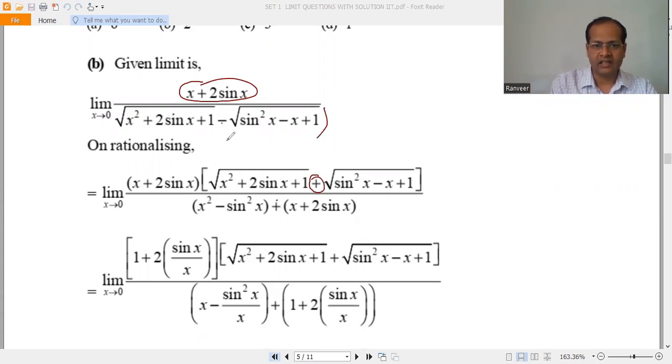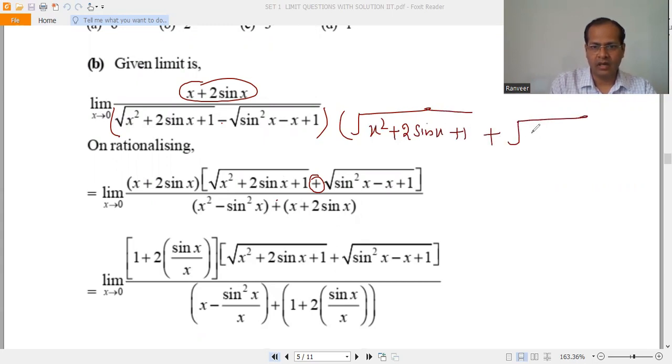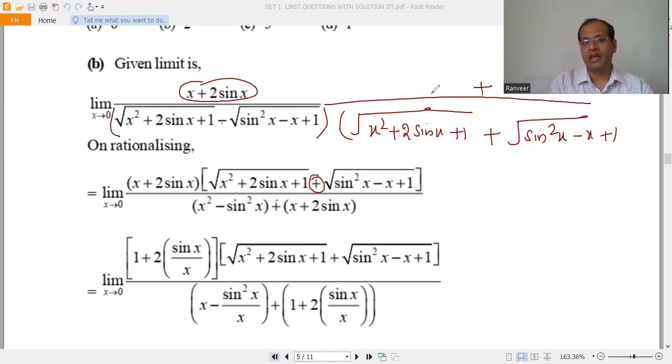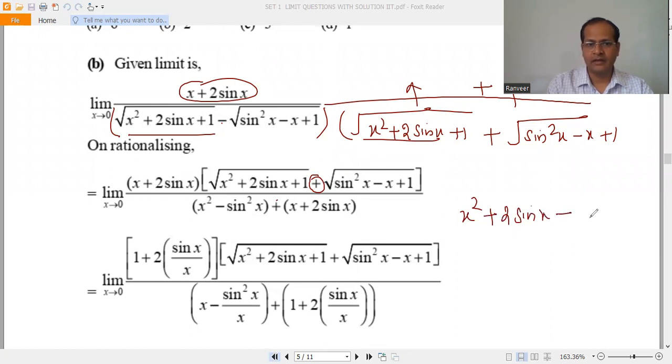Now when we do the rationalization, another term will come: root under x square plus 2 sin x plus 1 plus root under sin square x minus x plus 1, and in the numerator, whatever term is there, the same term with the plus. Now once we solve this, x square plus 2 sin x is minus sin square x plus x minus 1. So this is the scenario that will come.